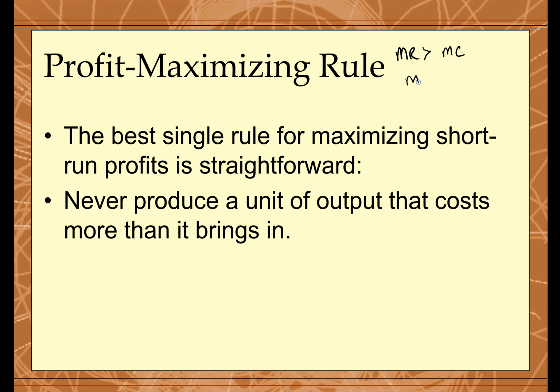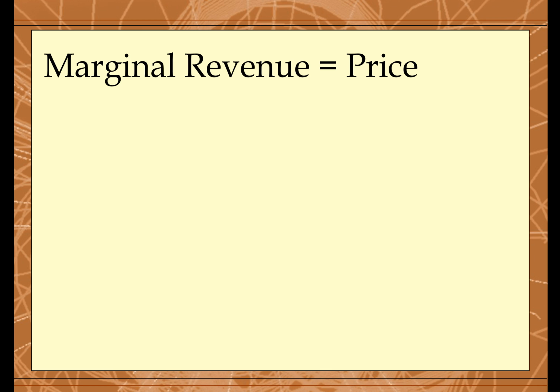If MR is less than MC, you reduce the rate of output. So now you're starting to see the signal when you should hold the rate of output constant: profit is maximized when MR is equal to MC. Now, in perfect competition, the change in revenue when you sell one more unit is simply the price. So this is why MR is equal to price in perfect competition.